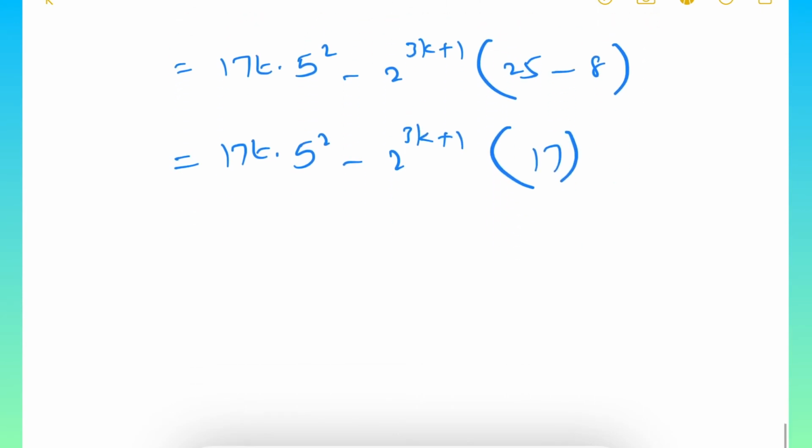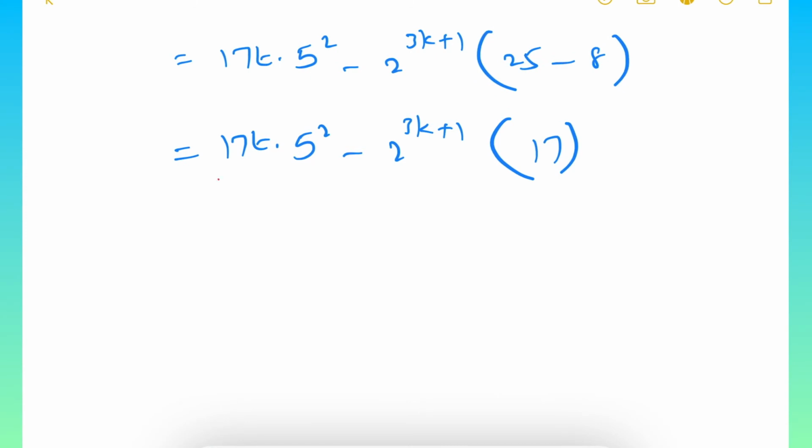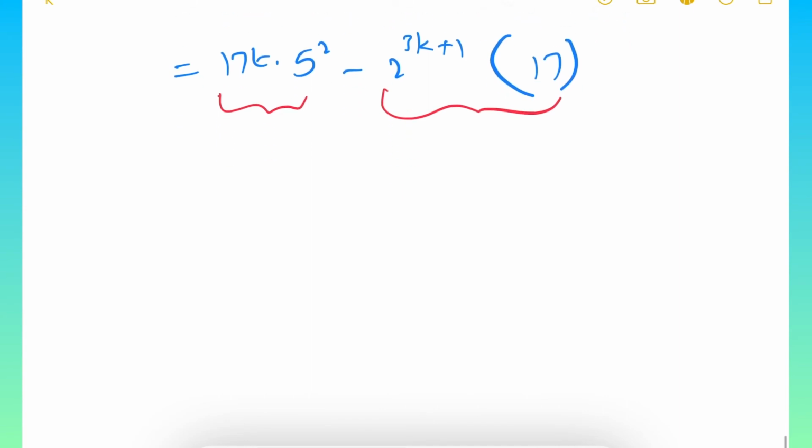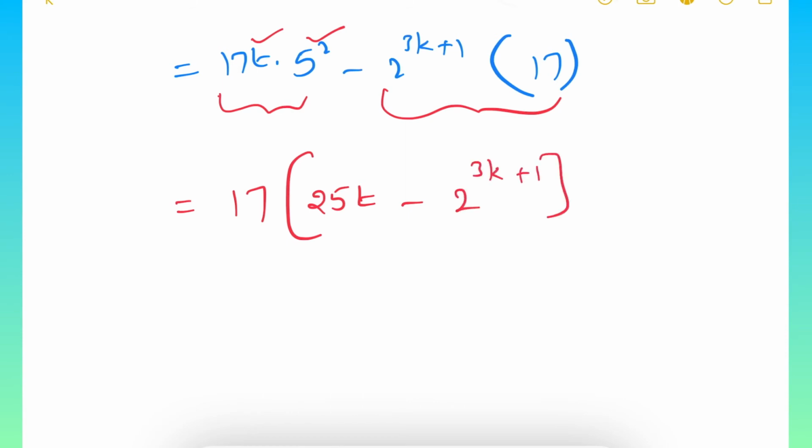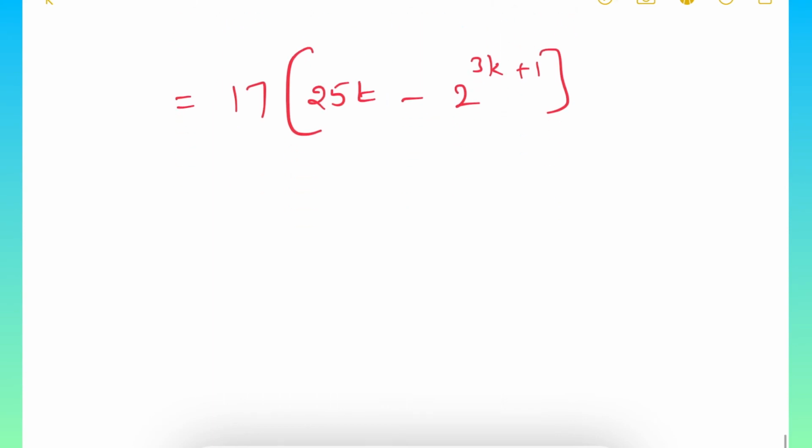So now if we observe the two terms clearly, in this first term also we have number 17 and in the second term also we have number 17. So take out 17 common. Then we remain with here t into 5 square, otherwise simply 25t, because 5 square is 25, minus 17 completed. So 2 power 3k plus 1. So here we have 17, then we can conclude that this is divisible by 17. So the statement is true for n equals to k plus 1.